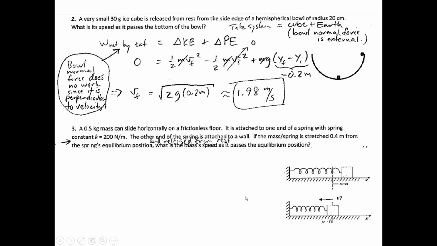So the mass is connected to a wall at one end with a spring constant of 200 newtons per meter, and the other end's attached to the wall, and the mass and spring system is stretched to a distance of 0.4 meters beyond the spring's equilibrium position, and it's released from rest in that position. So we take it in its relaxed position, we stretch it out by 0.4 meters, release it from rest, and we want to know what is the mass's final speed right at the moment it's passing by the position where the spring is completely relaxed.